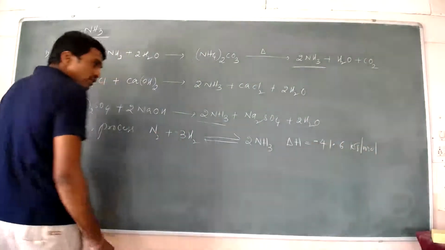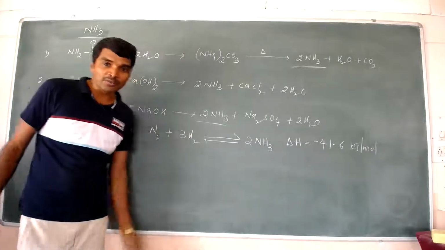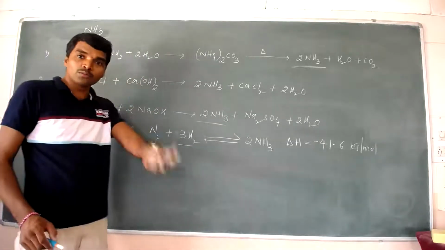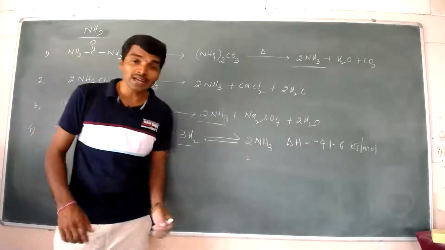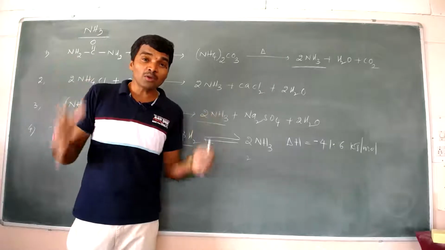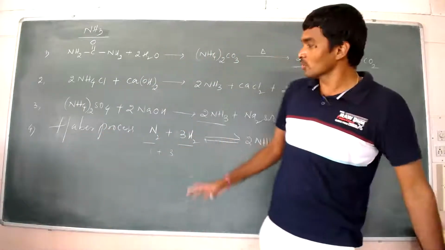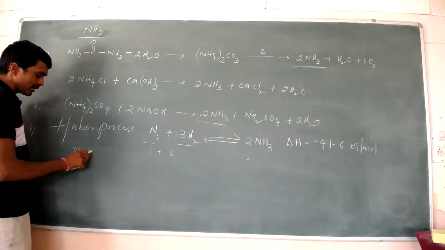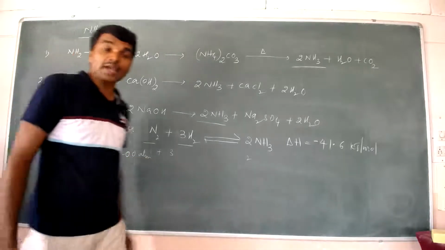And the important point, according to Le Chatelier's principle: here N2 and 3H2 is 1 mole plus 3 moles, a total of 4 moles, which is converted into 2 moles. To understand this, 4 moles converted into 2 moles means we want to apply a large amount of pressure according to Le Chatelier's principle. The pressure required here is 200 atmospheres. I mean high pressure is required here.